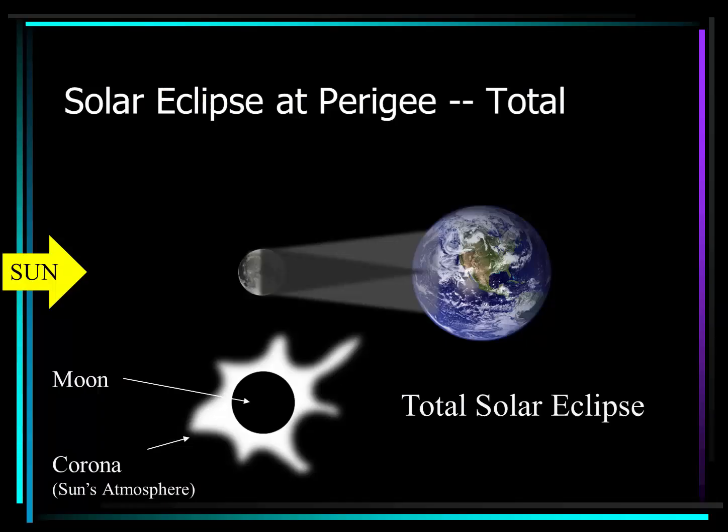When the moon is at perigee, or at a closer point in the orbit, it fully blocks the sun. When the photosphere, or visible surface of the sun, is blocked, then we can see the sun's atmosphere, or its corona. Keep in mind, the photosphere is 1,000,000 times brighter than the corona, so the only time it's possible to see the corona is during a total solar eclipse. Notice again on the diagram that the moon's umbra is touching the surface of the Earth.